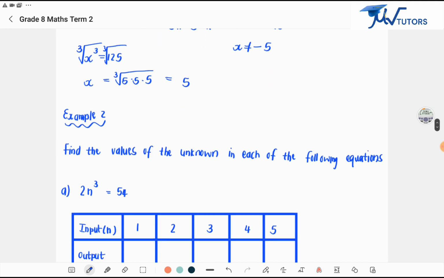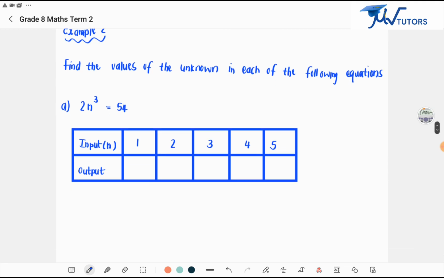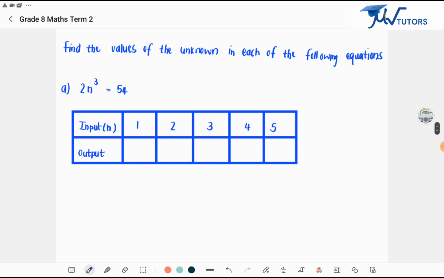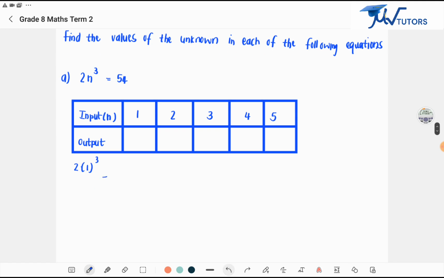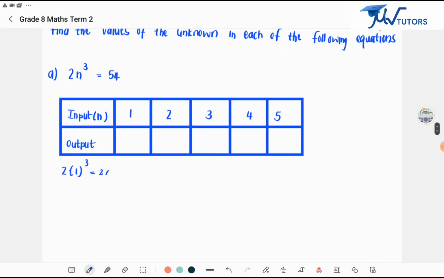So that's the same principle we're going to use in example 2. We are going to fill in the table to find the answer, but we're also going to solve a little bit on our side. Okay, so what if we had an input of 1? Okay, so you would have 2 and then 1 to the power 3 times 1 to the power 3, and that's basically going to be 2 times 1, which is just 2.